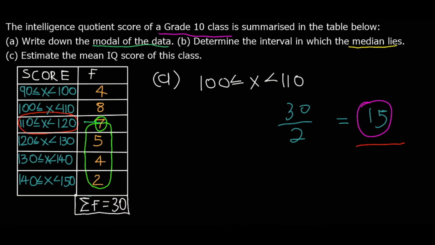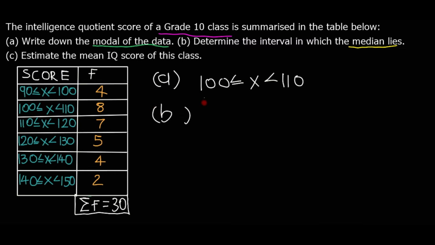So our answer is 110 is less than or equal to x, and x is less than 120. Even if you start from the top, you will get the same answer. Let's see, 4 plus 8 gives 12, and then we are short by 3 to reach 15, so you can see that we reach 15 here. So this is our answer. The answer for part B we will write in this way: 110 is less than or equal to x, and x is less than 120. So this is the answer for part B. And now let's look at part C.